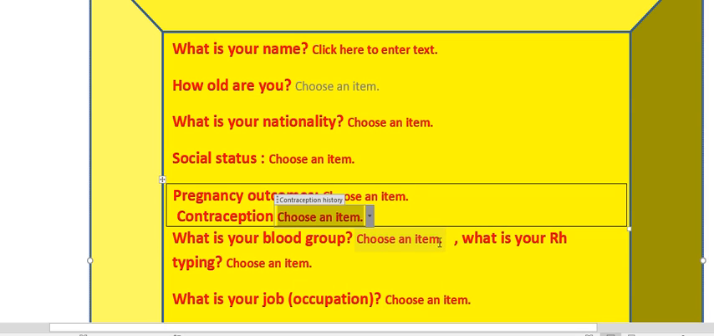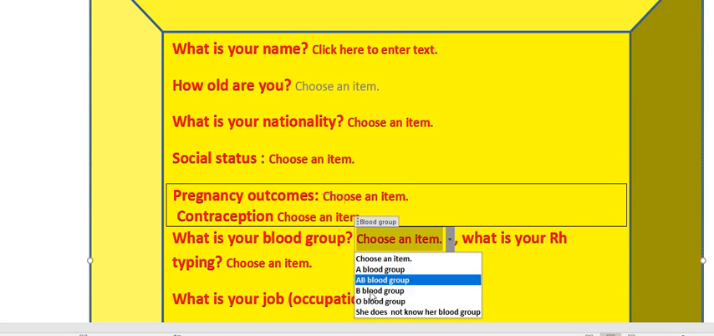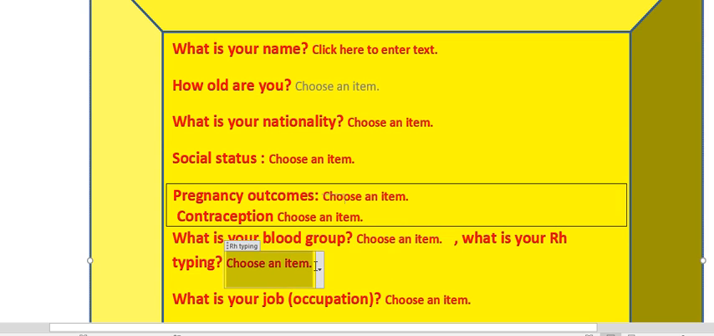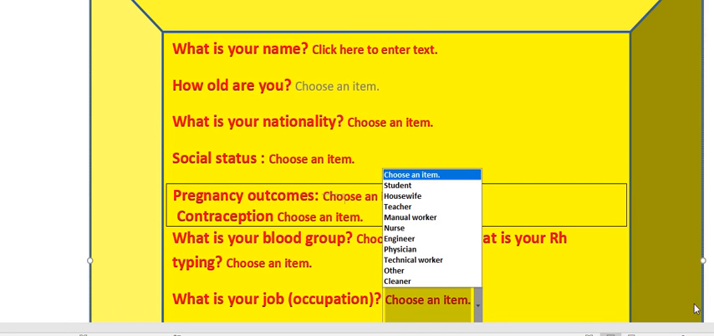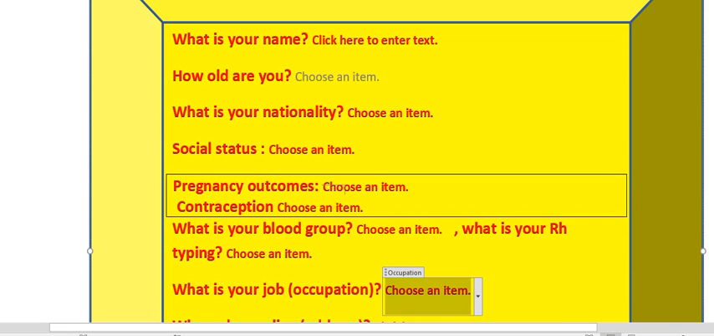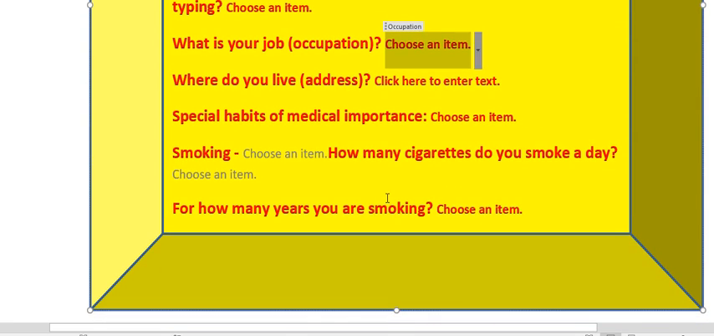What is the blood group and what is the Rh typing? What is the job? And where do you live?